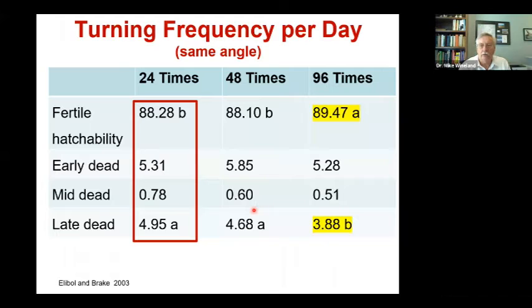This is a trial that Okan Elabo, who's over in Turkey, performed a number of years ago. He used the same angles, I believe it was 45 degrees. He turned 24 times per day, 48 times per day, or 96 times per day. And you can note that when he looked at hatch of fertile, it was significantly increased, but it was a little bit better than a 1% increase. And the incidence of late deads was less when he turned 96 times versus 24 times. But again, I have to ask, what is it doing to the equipment? Is it producing more wear and tear than is really needed?